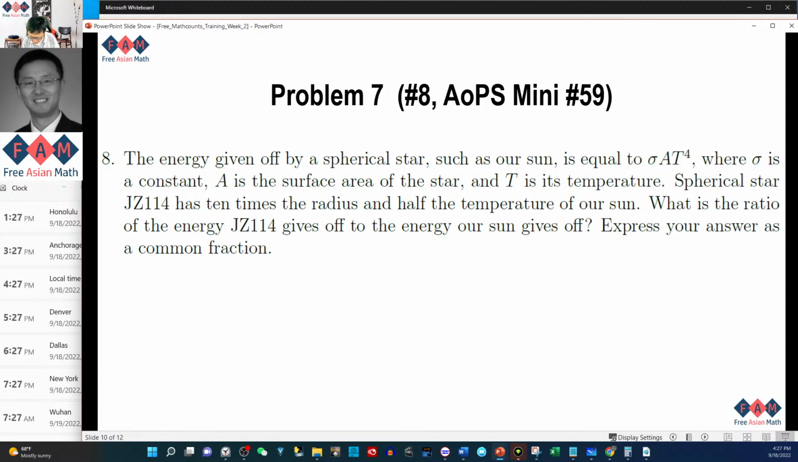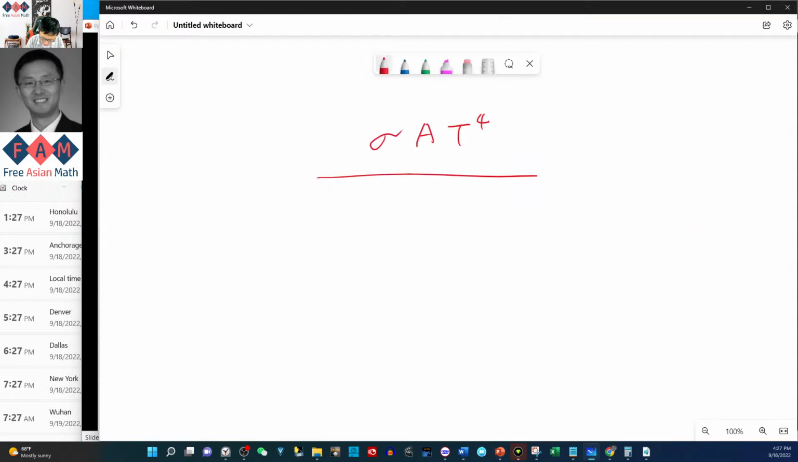Okay, whatever physics gave us such a formula. This spherical star JZ114 has 10 times the radius as our sun, but its temperature is only 1/2 of the sun. So at this point, you should feel very confident. This is really just about a ratio problem. Not surprising to see the question: what is the ratio of the energy JZ114 gives off to the energy of the sun? So you really just need to compare two, let's call this JZ114 over our sun, right?